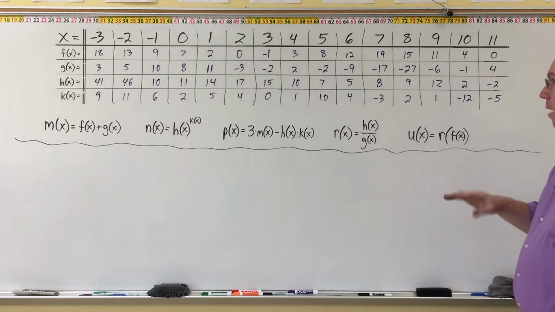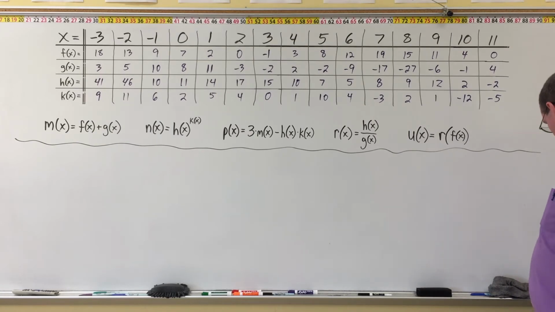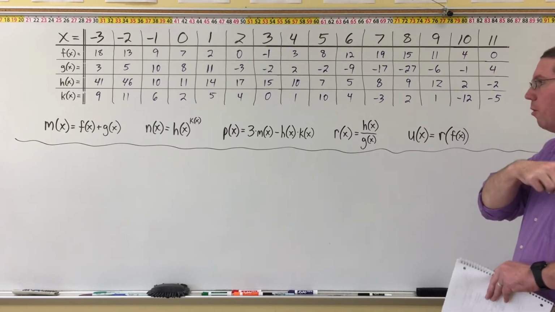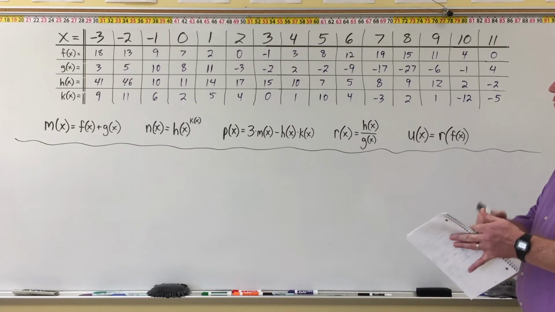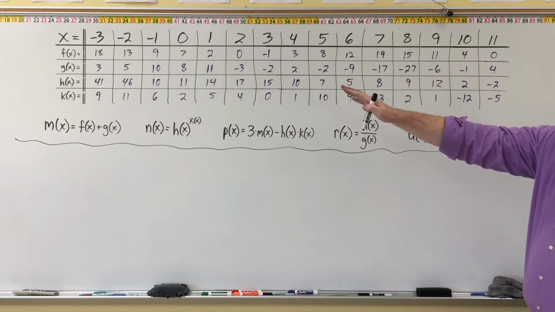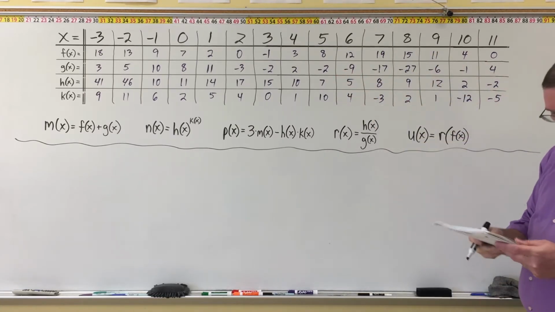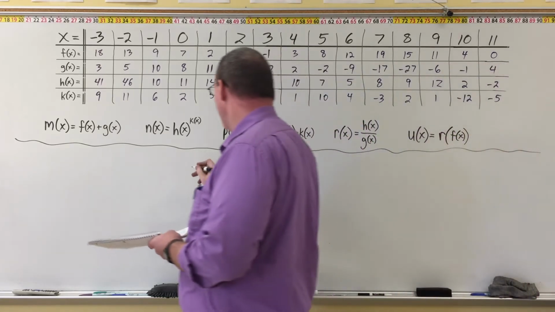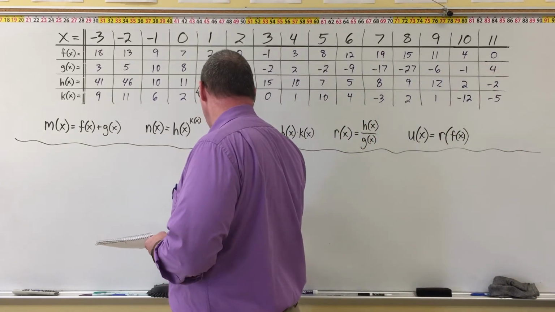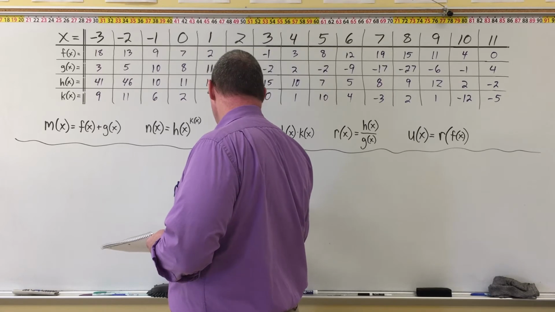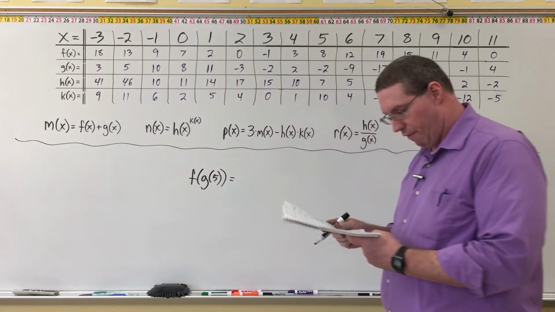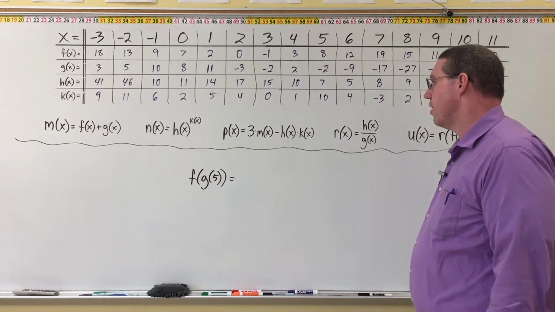okay? And so now what we're going to do is I'm going to put some questions up on the board that we're going to try and solve using all this information from mega table, okay? All right, so the first thing I want to know is I want to know what is f of g of 5, okay? F of g of 5. So this is sort of an easy start here.